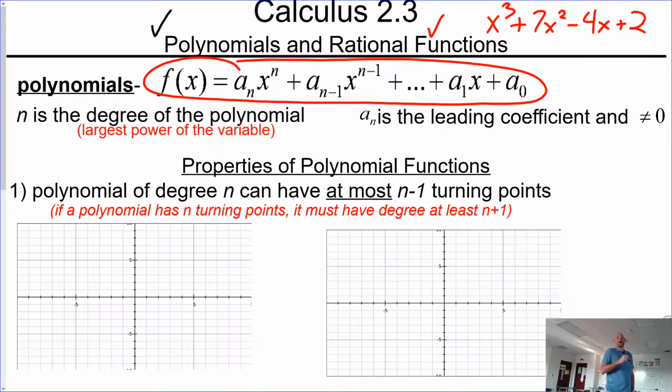The highest power of the variable, we call it the degree of the polynomial. This a sub n right here is called the leading coefficient. It's the number of those highest powered x's you have. So in that example, there was one x cubed. It's a degree 3, and there's only one of those x cubed, so the leading coefficient would be 1.